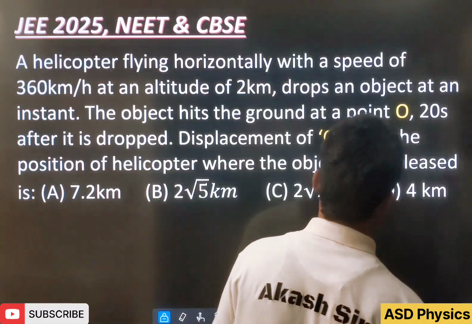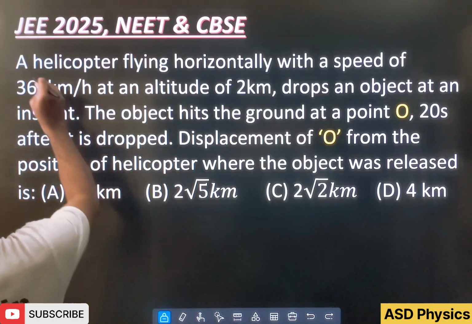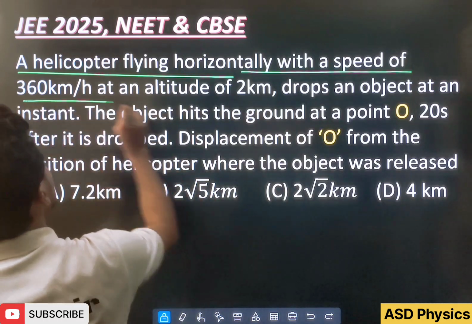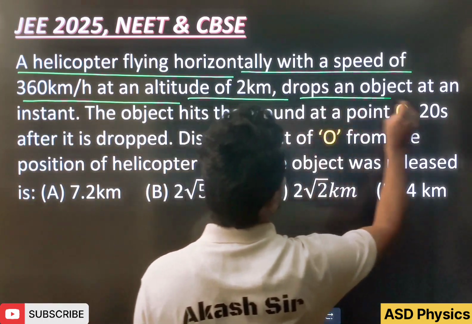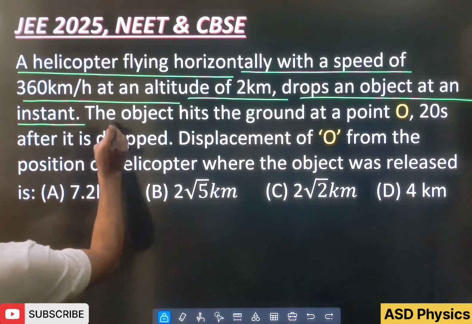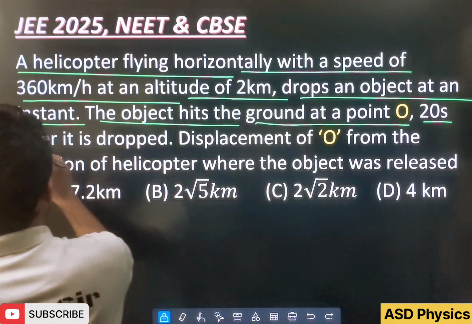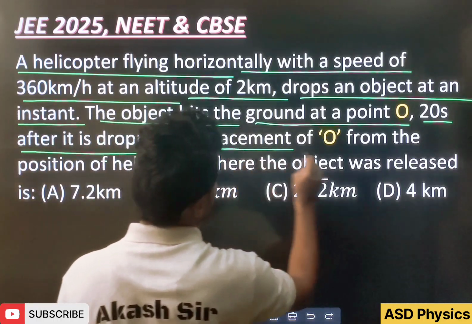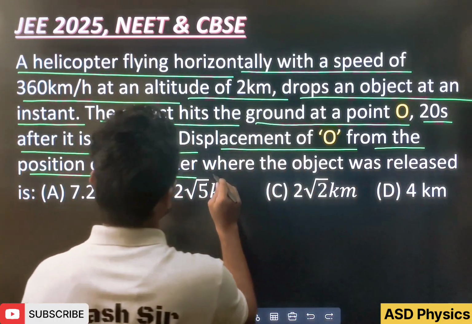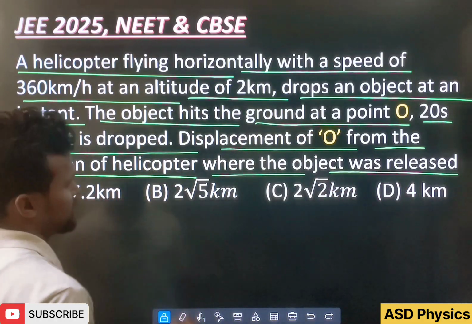Very basic question. Now let's see again. The question is: a helicopter flying horizontally with a speed of 360 km per hour at an altitude of 2 km drops an object at an instant. The object hits the ground at point O 20 seconds after it is dropped. What is the displacement of O from the position of the helicopter where the object was released?